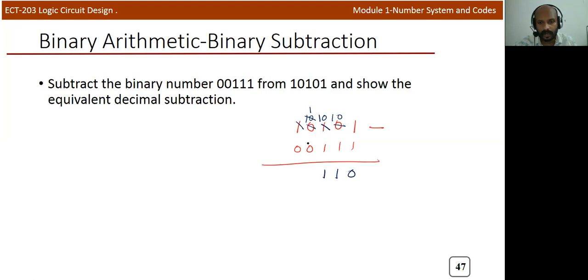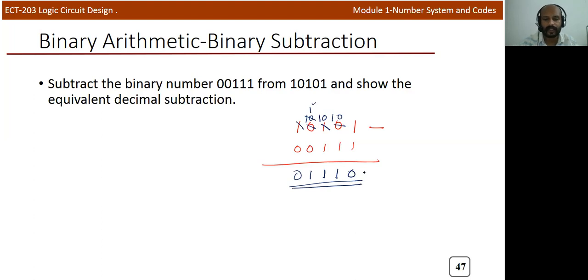Now in the fourth column, it is indicated as 1. After borrowing 1, or after subtracting 1 from this 10, the remaining value is 1. 10 means 2. If you subtract 1 from 2, the remaining is 1. So here it is 1. So 1 minus 0 is 1, and finally it is 0. So this is the final answer.